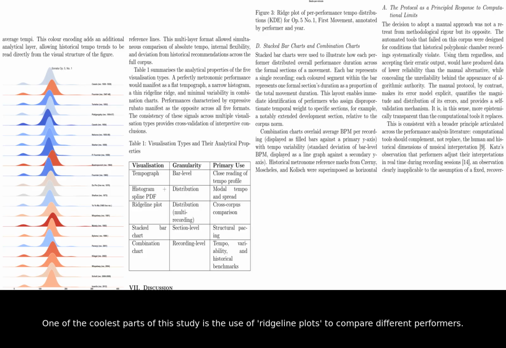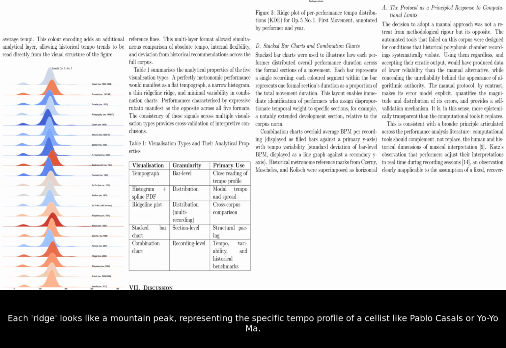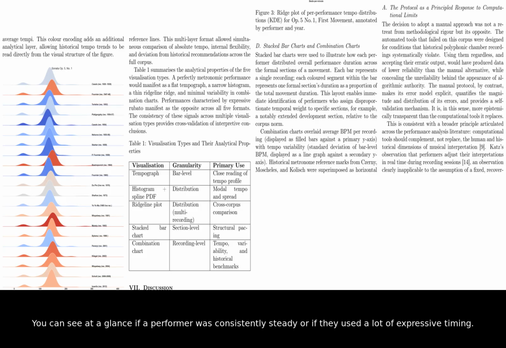One of the coolest parts of this study is the use of ridgeline plots to compare different performers. Each ridge looks like a mountain peak, representing the specific tempo profile of a cellist like Pablo Casals or Yo-Yo Ma. You can see at a glance if a performer was consistently steady or if they used a lot of expressive timing.